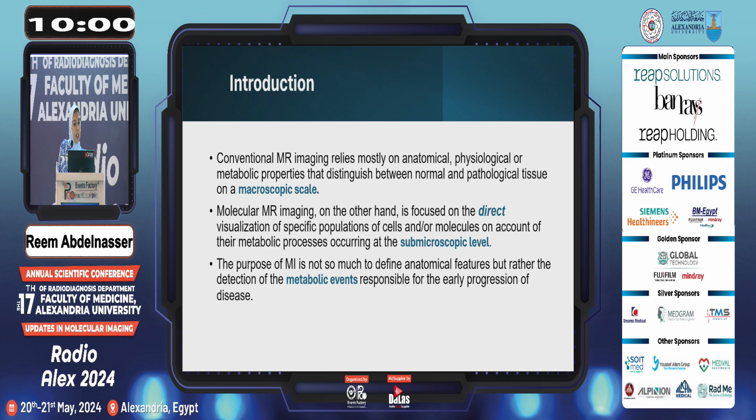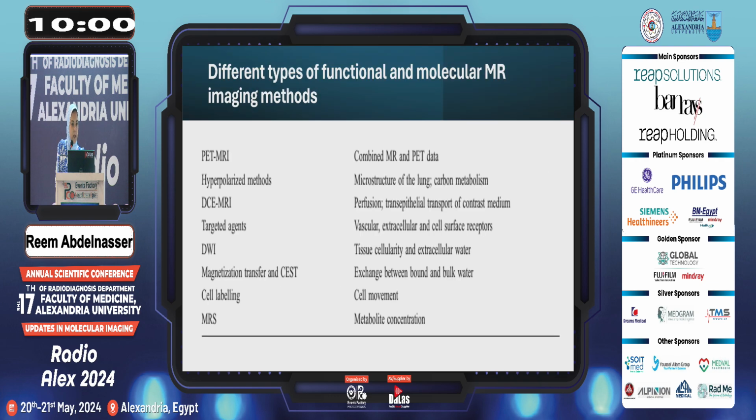The purpose of molecular imaging is not to define the anatomical features, but rather the detection of the metabolic events that are responsible for the early progression of the disease. Different types of functional and molecular MRI imaging methods are represented as PET MRI, the hyperpolarized methods, dynamic contrast enhancing, targeted agents, diffusion-weighted imaging, magnetization transfer, cell labeling, and MRI spectroscopy.